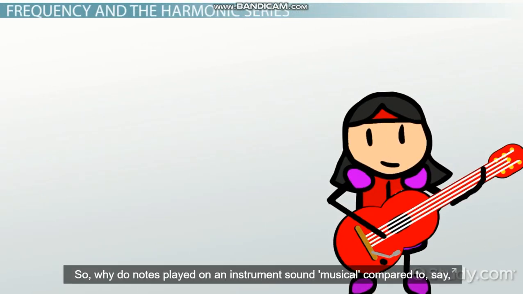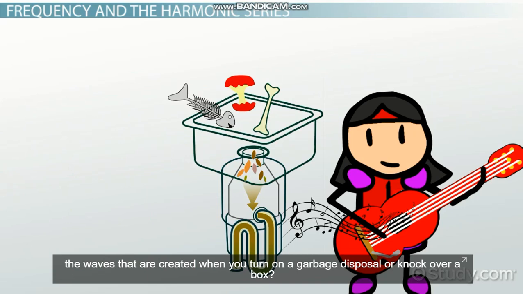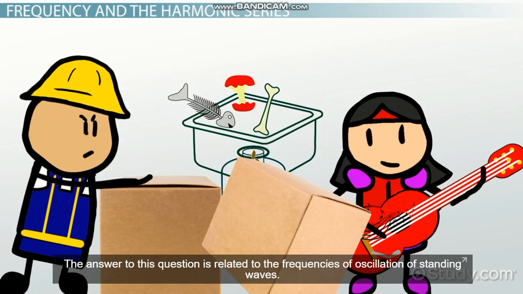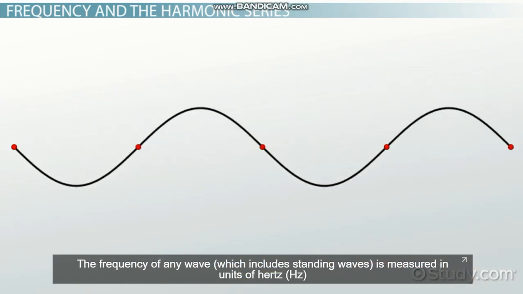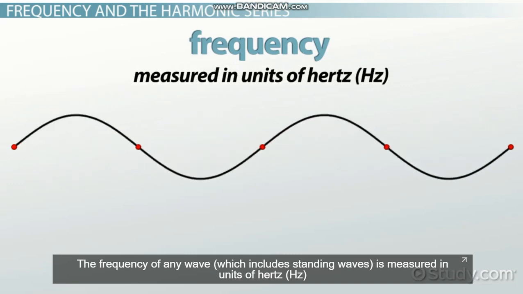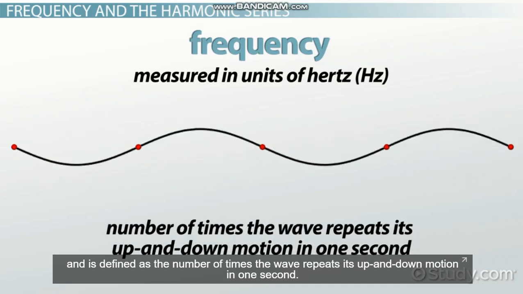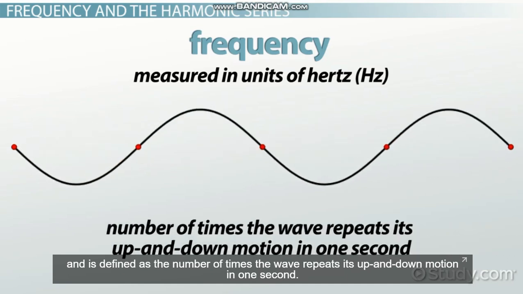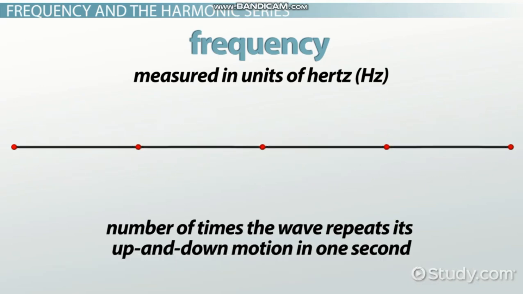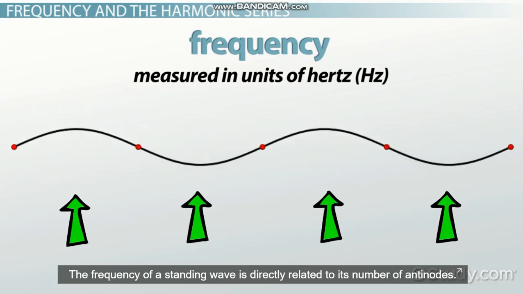So why do notes played on an instrument sound musical compared to, say, the waves that are created when you turn on a garbage disposal or knock over a box? The answer to this question is related to the frequencies of oscillation of standing waves. The frequency of any wave, which includes standing waves, is measured in units of hertz, Hz, and is defined as the number of times the wave repeats its up and down motion in 1 second. The frequency of a standing wave is directly related to its number of antinodes.